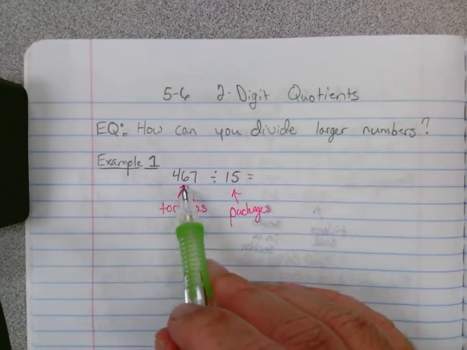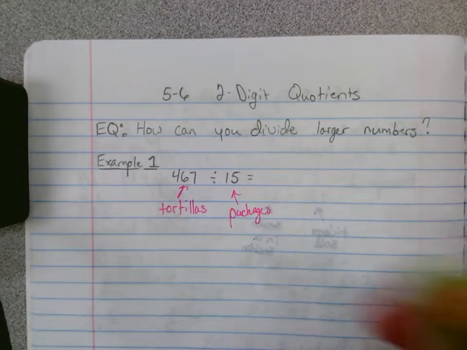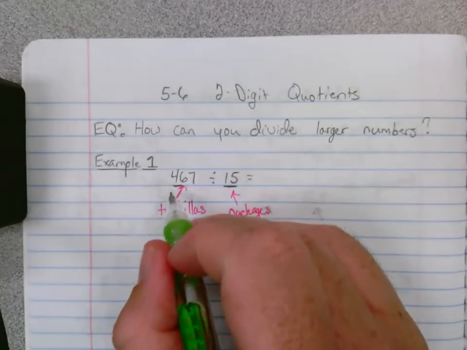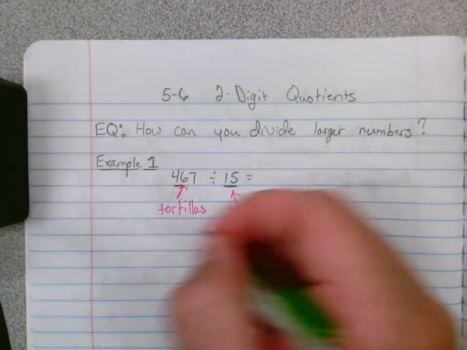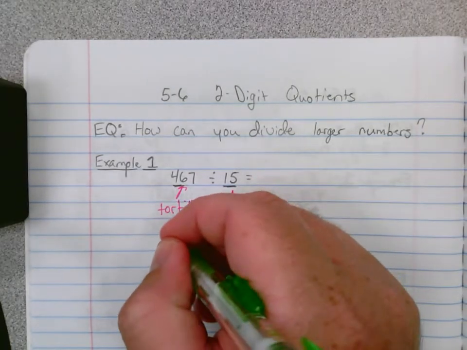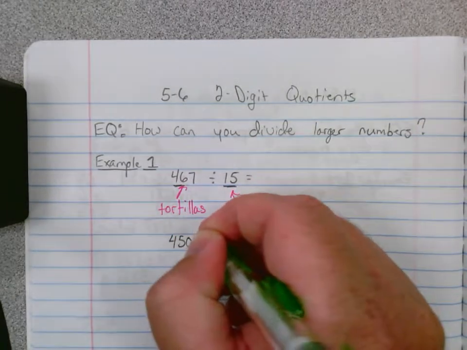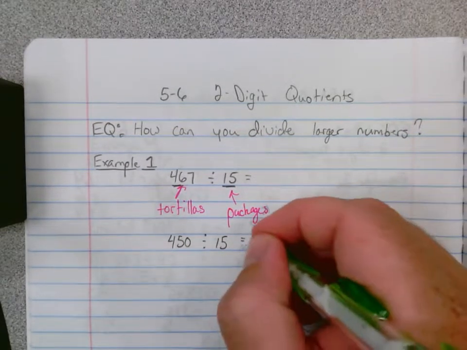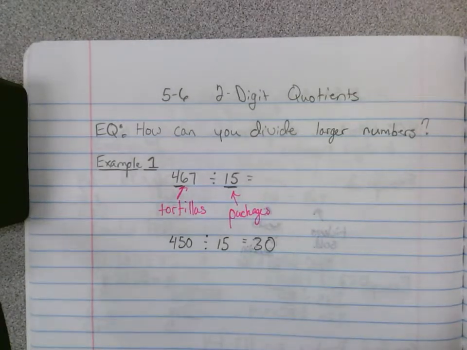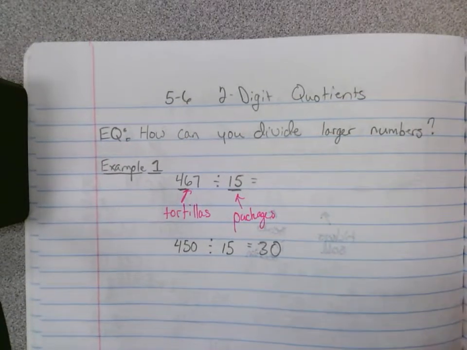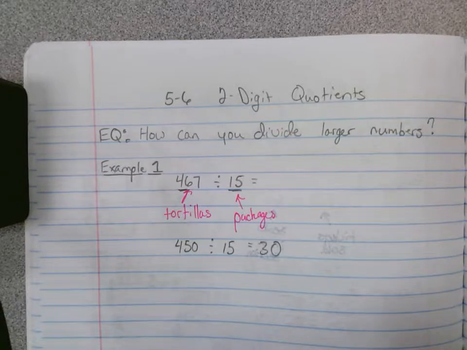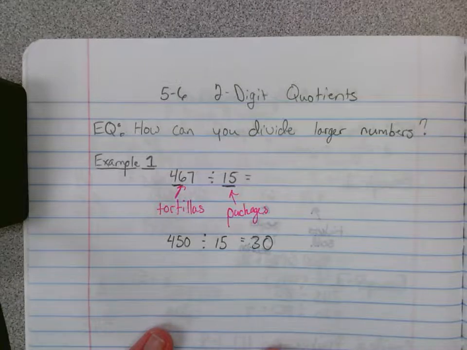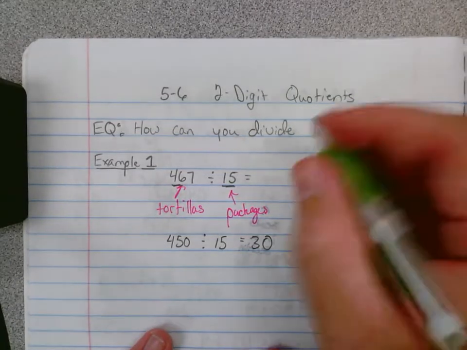So I have 467 divided by 15. I could look right here and I have 45 and 15. I know that 45 and 15 will easily divide. So 450 divided by 15 equals 30. So I can assume that 3 will be in the tens place, the tens value in my quotient. So let me write out this problem, 467 divided by 15, in standard algorithm form.